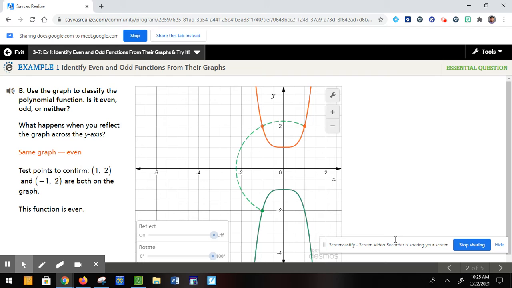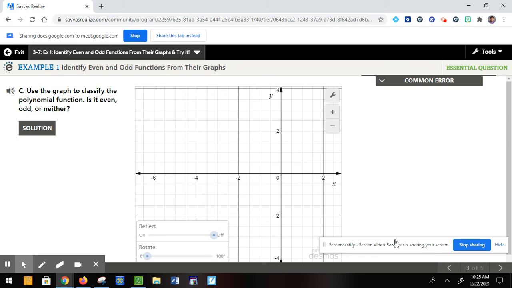This one's even because when you substitute -1 into the function, you get the same thing as you got when you substituted 1 into the function, okay? In the previous example, when you substituted -1 in, you got the opposite of what you got when you substituted 1 in. So that's how that's showing up.